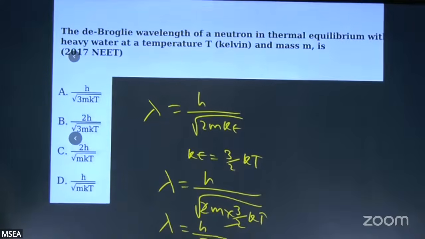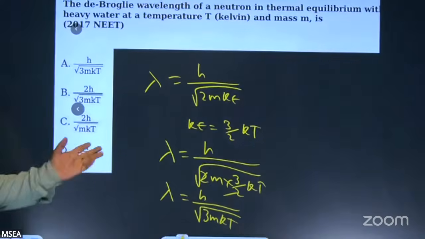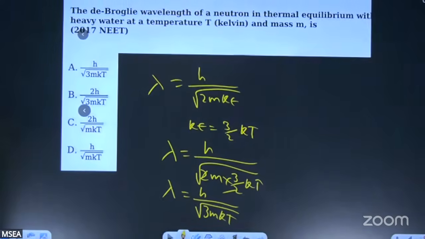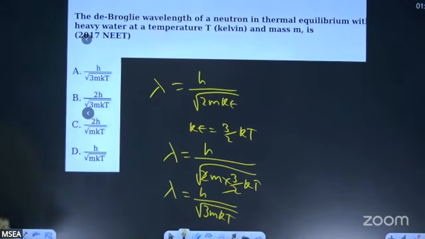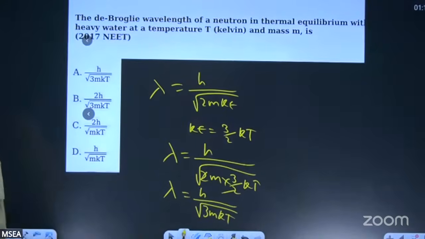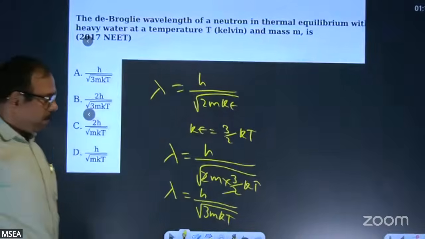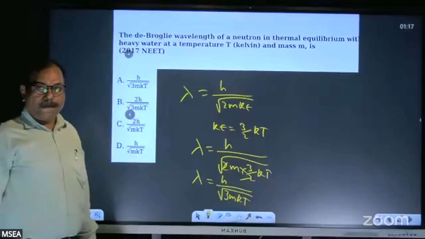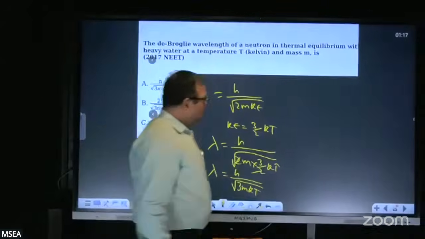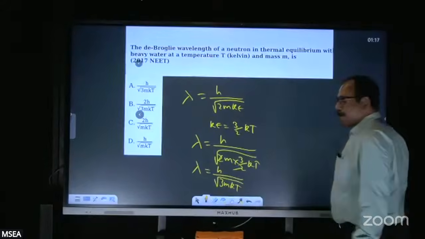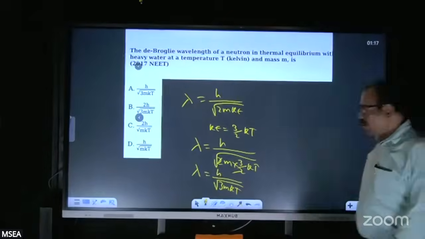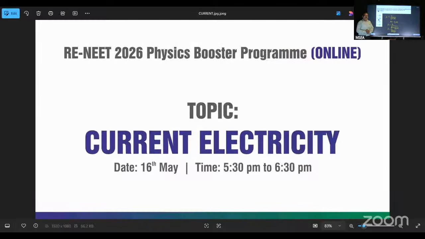Here T is the absolute temperature. By using the kinetic theory of gases, we can write this as 3 by 2 kT. And I want to show the relation between the de Broglie wavelength, the photon, and the energy.